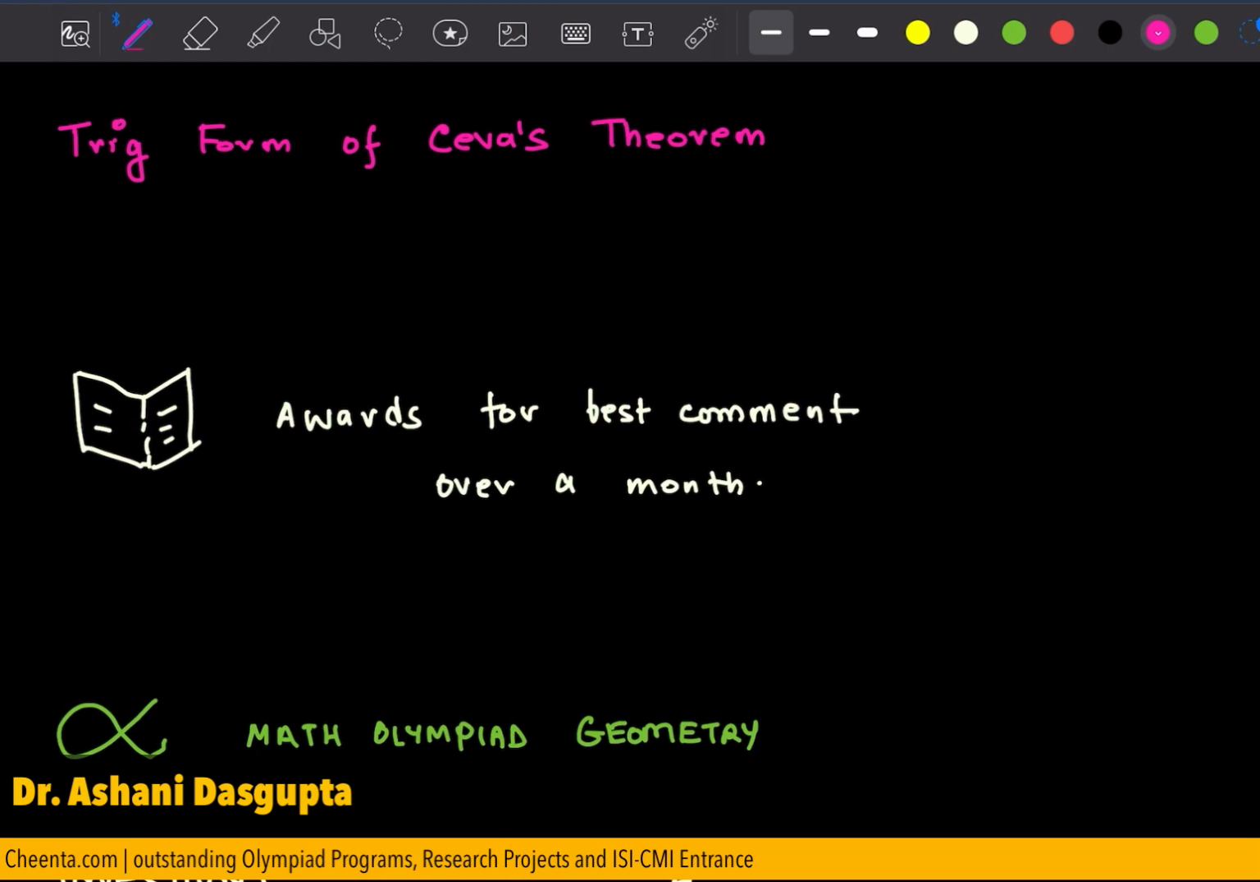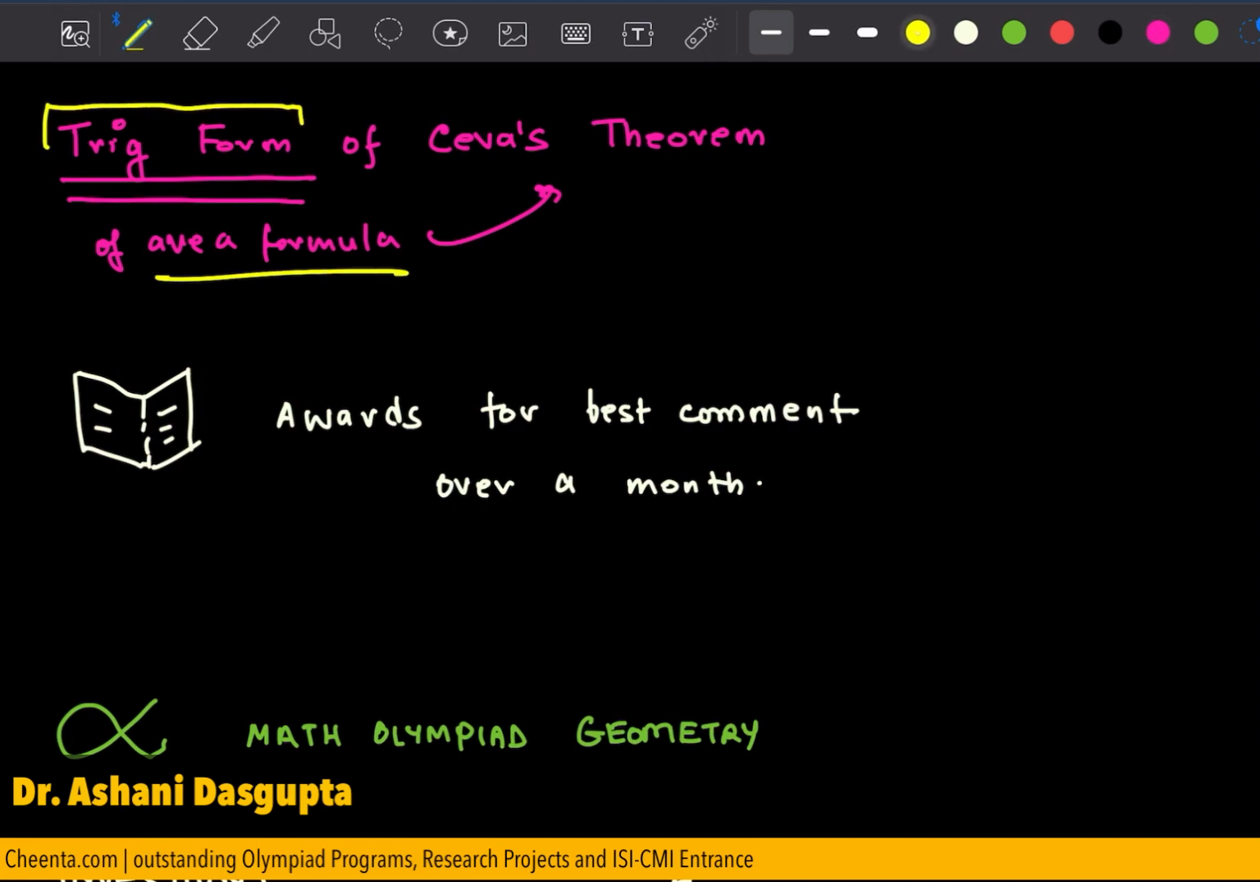You learned how to use the trigonometric form of the area formula along with Ceva's theorem. Actually, there is a different formula which is known as the trig form of Ceva's theorem. It's a bit different from what we did today. What we used here is the trigonometric form of the area formula inside Ceva's theorem. So that's a bit different. Maybe I'll talk about the trigonometric form of Ceva's theorem in some other video.